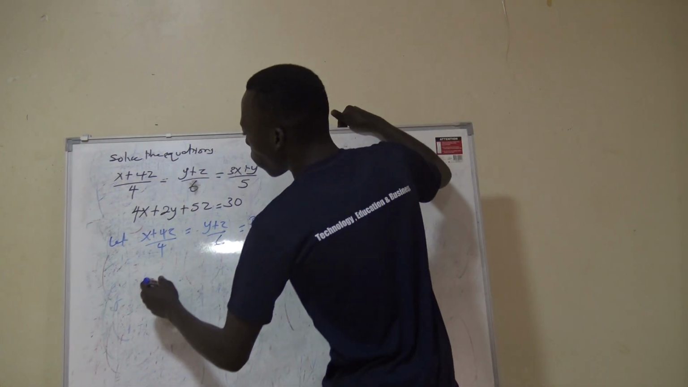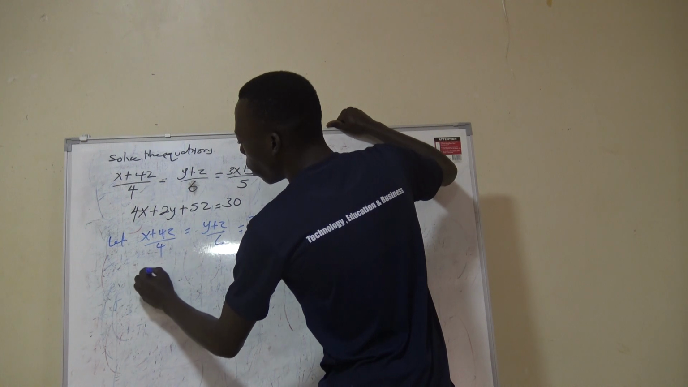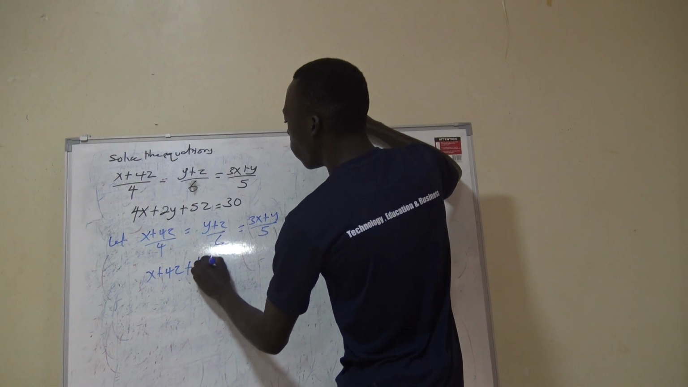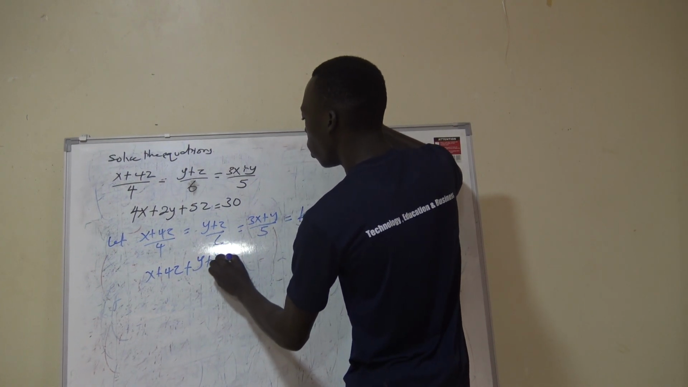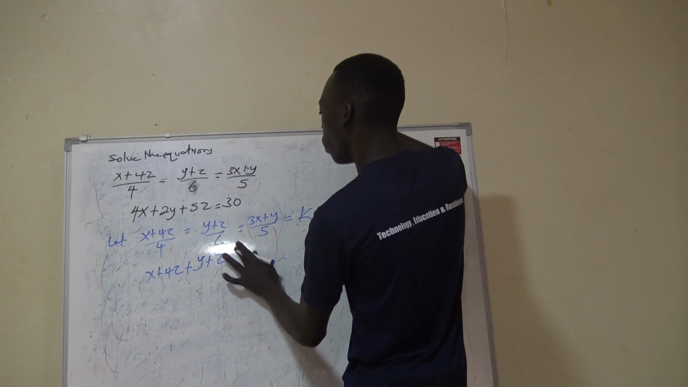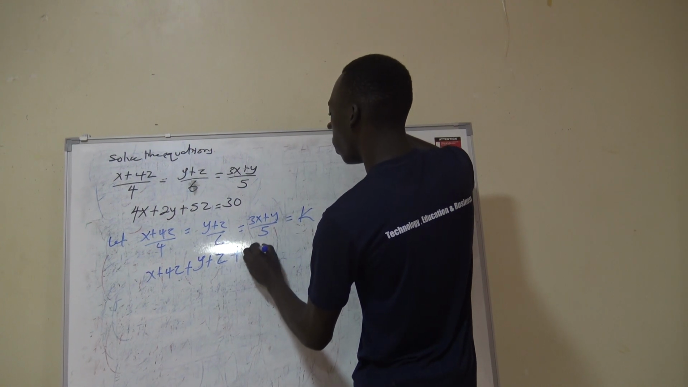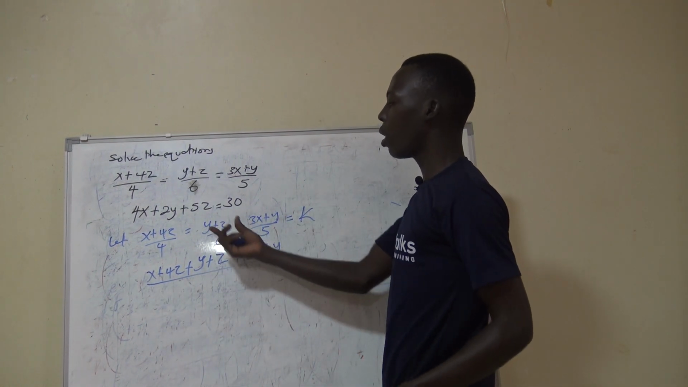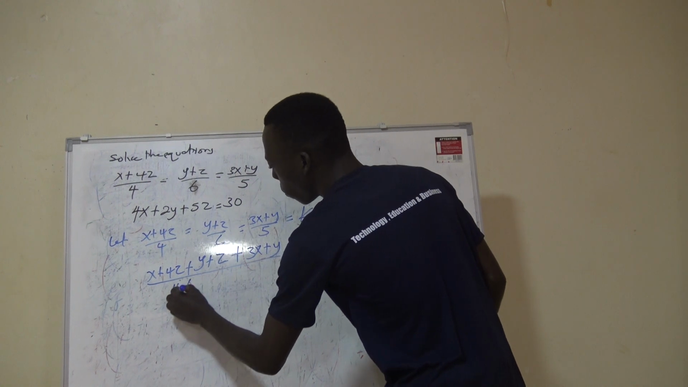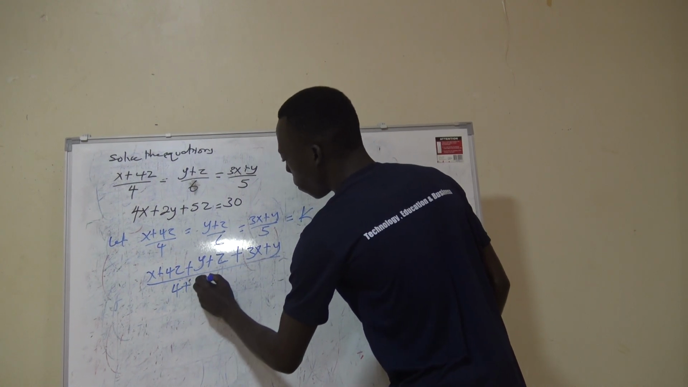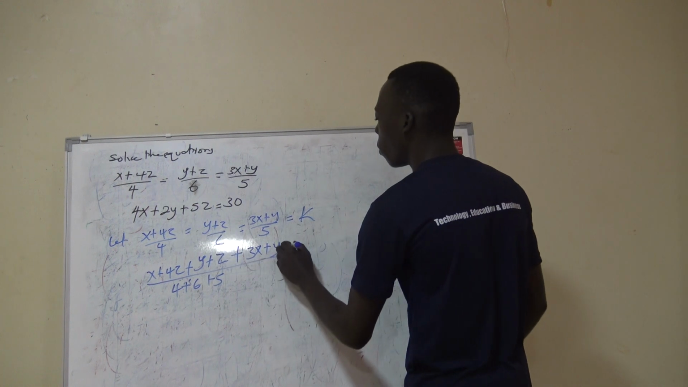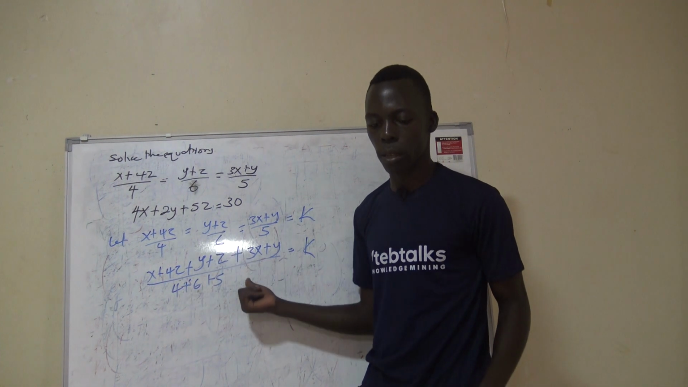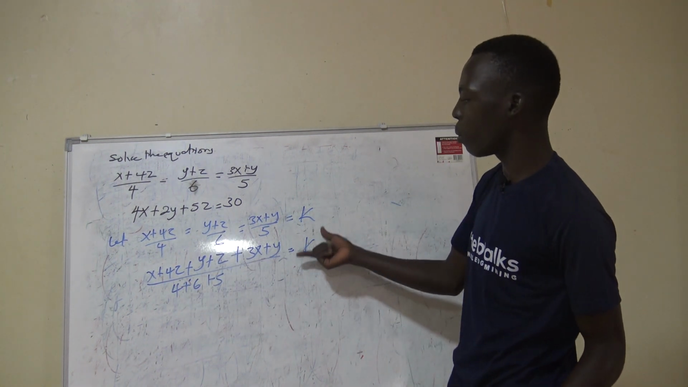So we say it is (x + 4z + y + z + 3x + y) divided by, what you do up, you do it also down, which is 4 + 6 + 5. This one must give us k. So by doing this, we want to get the value of k.